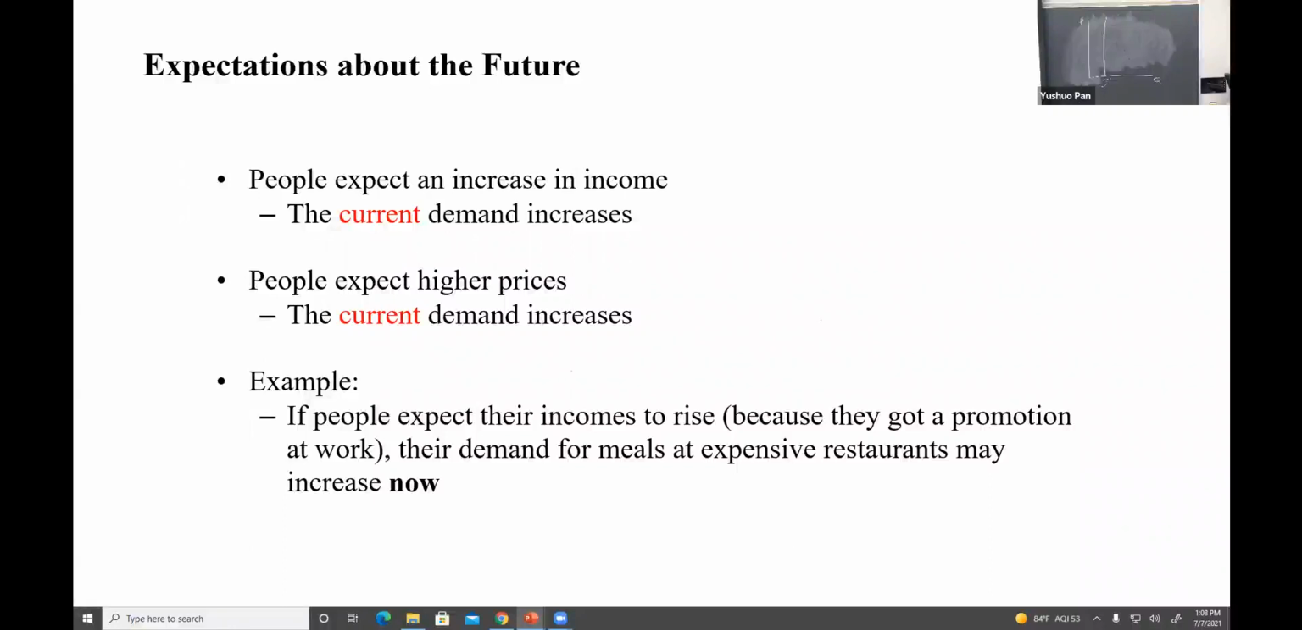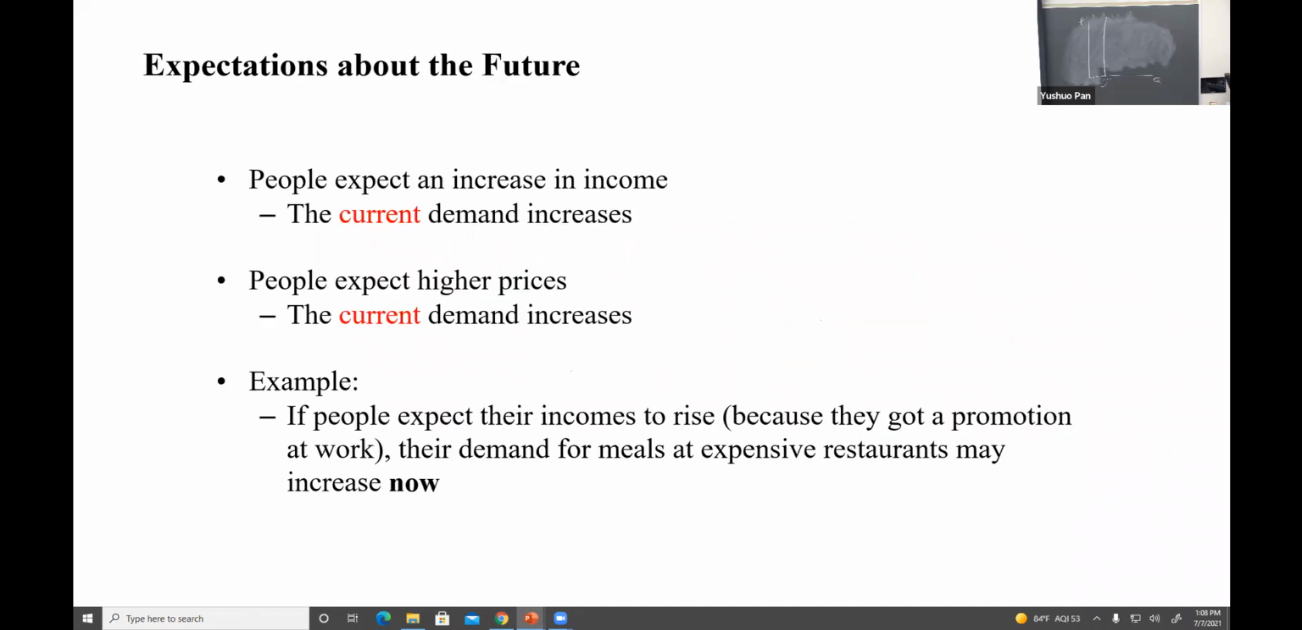And the same, if people expect a higher price in the future, then your current demand today will increase. Because compared with the future price, today's price is cheaper, of course, with the cheaper price you buy more. If people expect their income to rise because of a reason, their demand for meals at expensive restaurants may increase. Still, it's not at this moment, this current, all right?